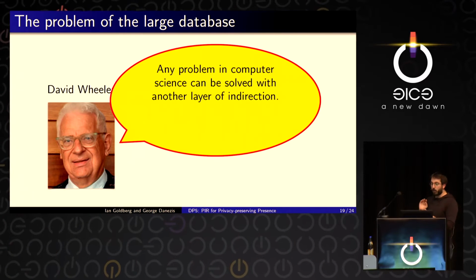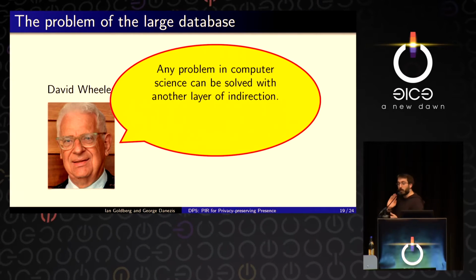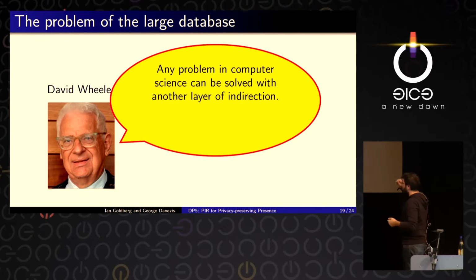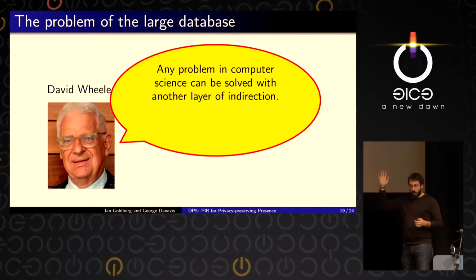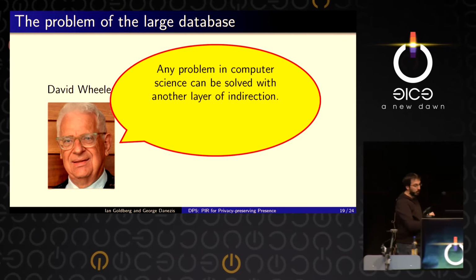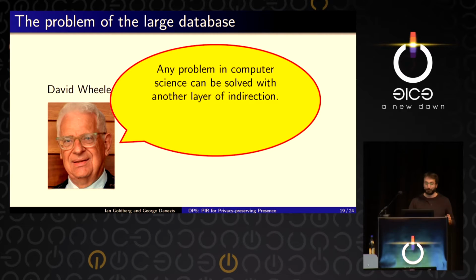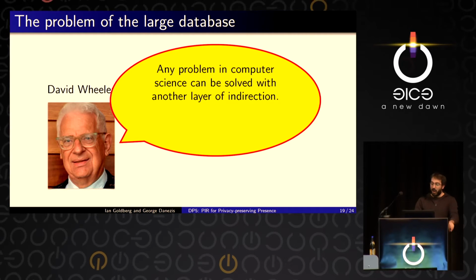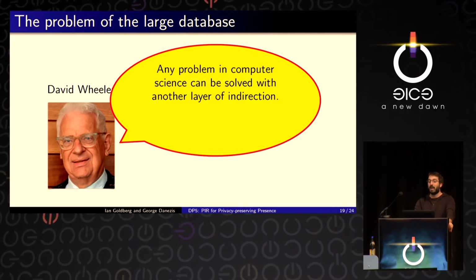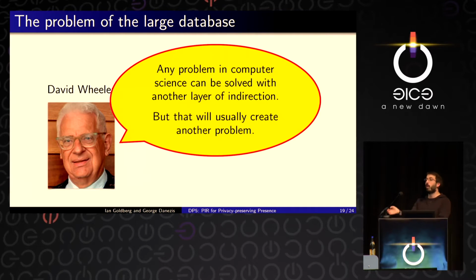And as my academic grand-grandfather David Wheeler said, any problem in computer science can be solved with another layer of indirection. He, by the way, is worth a round of applause because he invented the subroutine along with many other cool things, which is indeed a layer of indirection. He was also wise enough to add that usually this creates another problem.